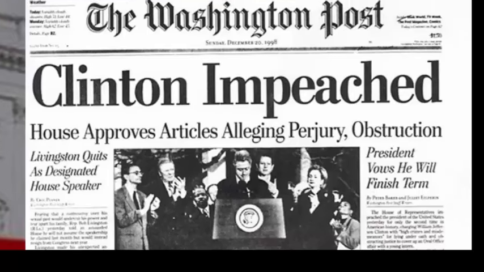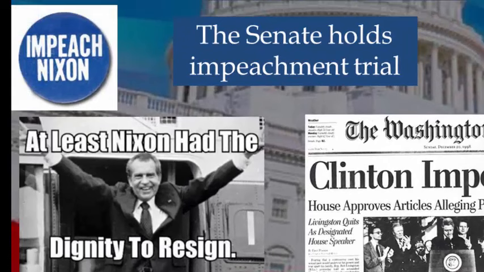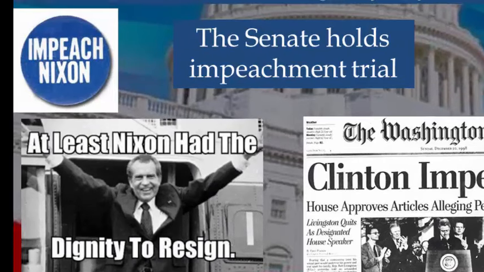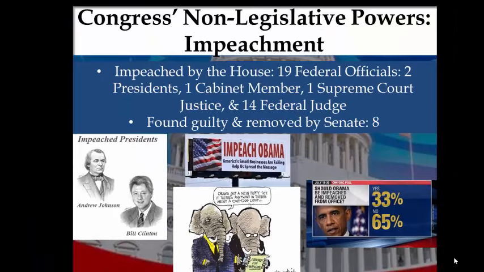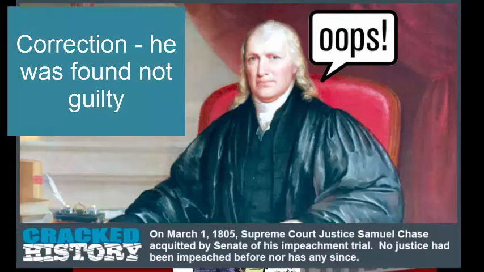Now, when we think about impeachment, we often think about President Nixon, but he resigned before the charges were voted on. So throughout U.S. history, 19 officials have been charged with impeachment. 2 presidents, 1 cabinet member, 1 Supreme Court justice, and 14 federal judges. But only 8 people have been found guilty. Probably the most noteworthy was a Supreme Court justice named Samuel Chase.